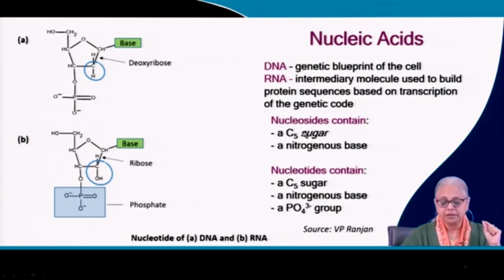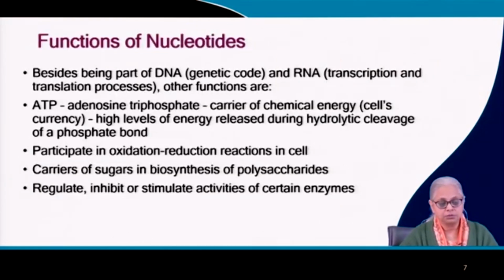What is a nucleoside? A nucleoside has only 2 parts. It has a sugar and a nitrogenous base. So the sugar and the nitrogenous base, the 2 of them are called nucleosides, and a nucleotide is the sugar, the nitrogenous base, and the phosphate. So all 3 of them together are the nucleotides. And let's go to the next one.